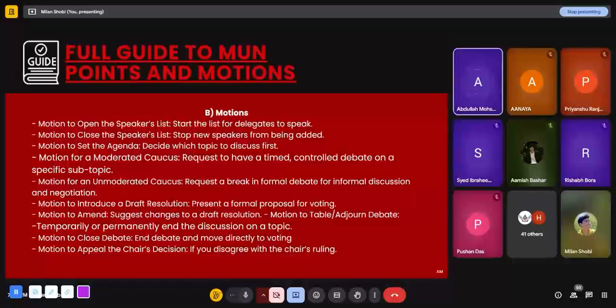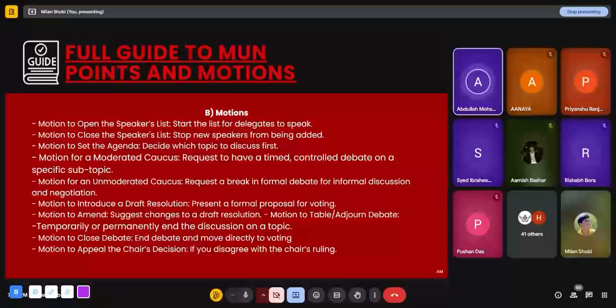Next comes motion for a moderated caucus, for a timed formal discussion on a specific subtopic with short speeches and the chair choosing speakers. For example, you would say motion for a moderated caucus of 10 minutes with 1 minute speaking time on the subtopic impact of cyber attacks on developing countries.